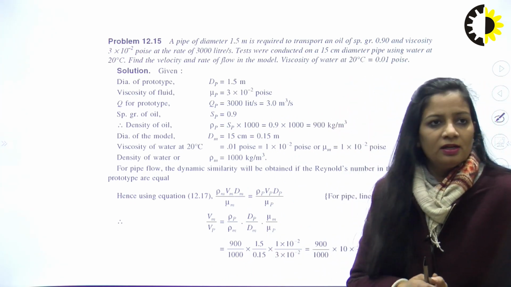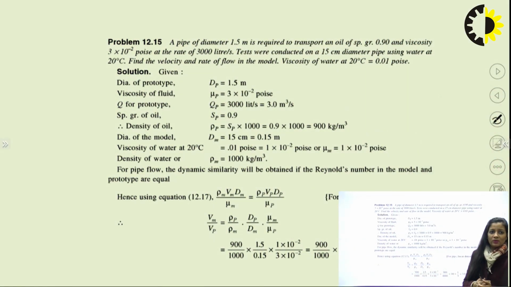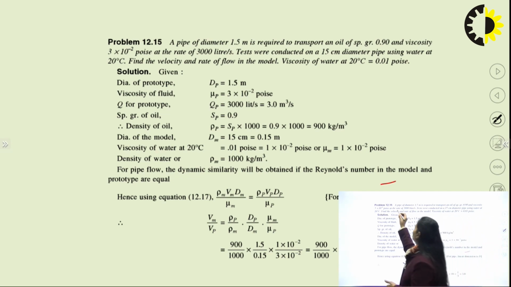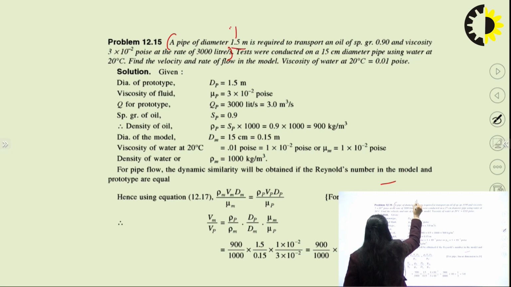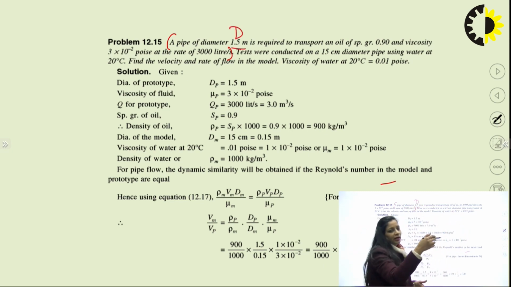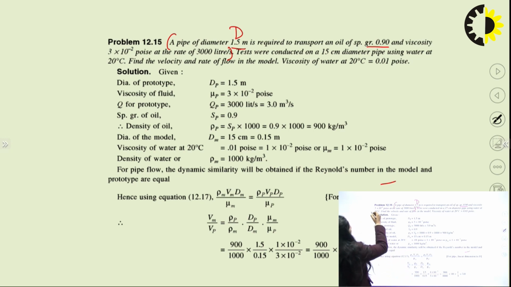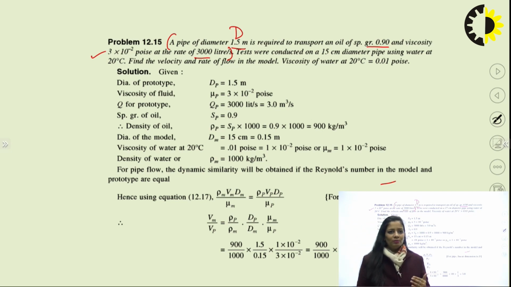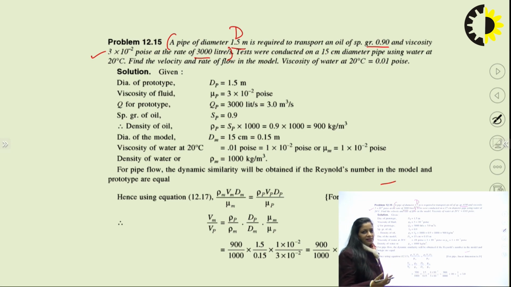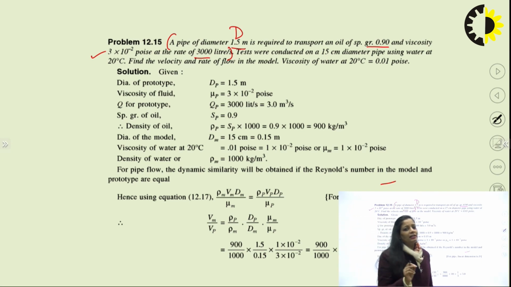Here the question states: a pipe of diameter 1.5 meter is required to transport an oil of specific gravity 0.90 and viscosity 10 to the power minus 2 poise at a rate of 3000 liter per second. So the pipe diameter is given, the pipe is carrying oil with specific gravity 0.90, the viscosity of that oil is also given, and the discharge is 3000 liter per second, or 3 meter cube per second.